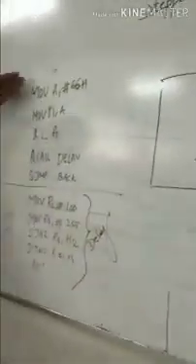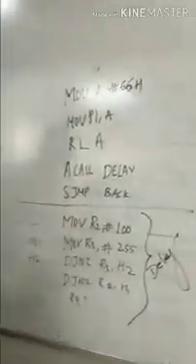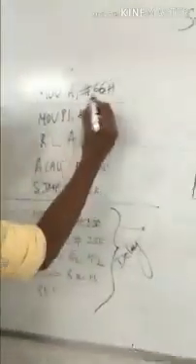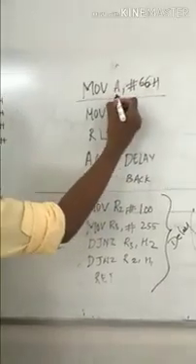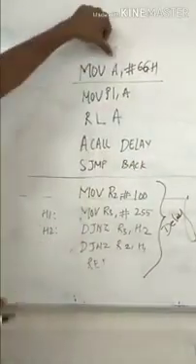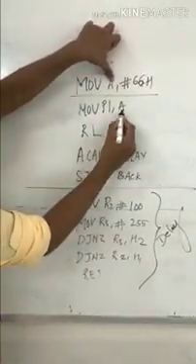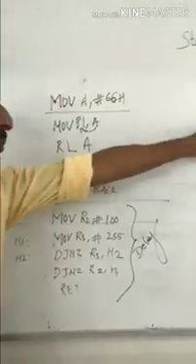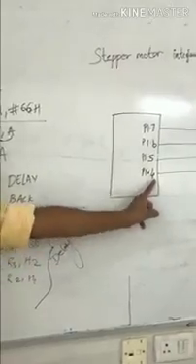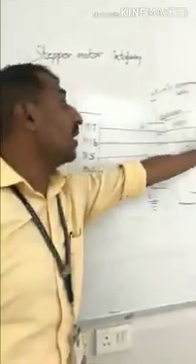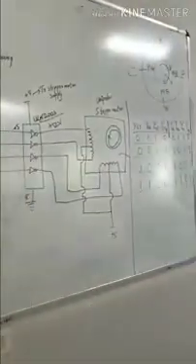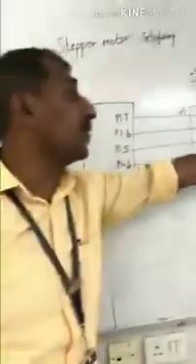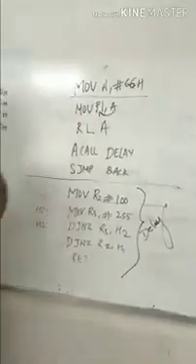Before that, come back to the program. We'll see what needs to be done here. See here, move 66H into accumulator. That's what we had done there. And from accumulator I am sending it to port 1. Why am I sending it to port 1? Because it is port 1.7 to port 1.4 which is connected to the stepper motor, and the values that you send here are going to energize and de-energize the stepper motor. Therefore, we are sending it to port 1.